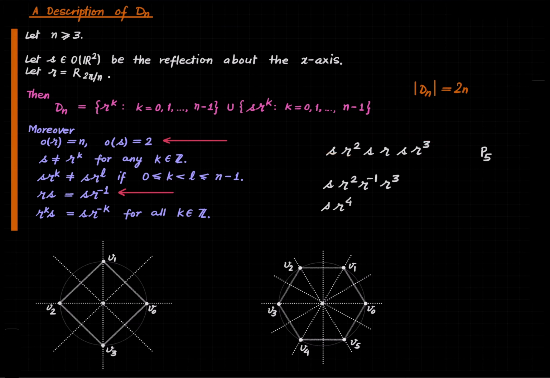So it's very convenient. This description, all of this thing that we did, is very convenient to algebraically manipulate the symmetries of the n-sided regular polygon.